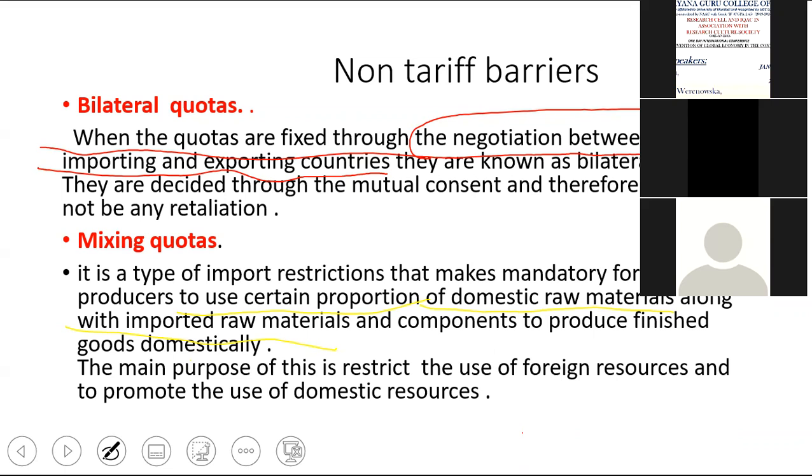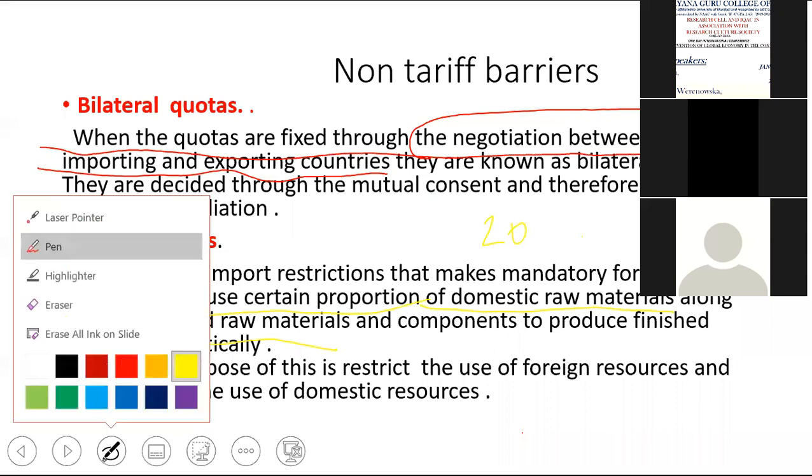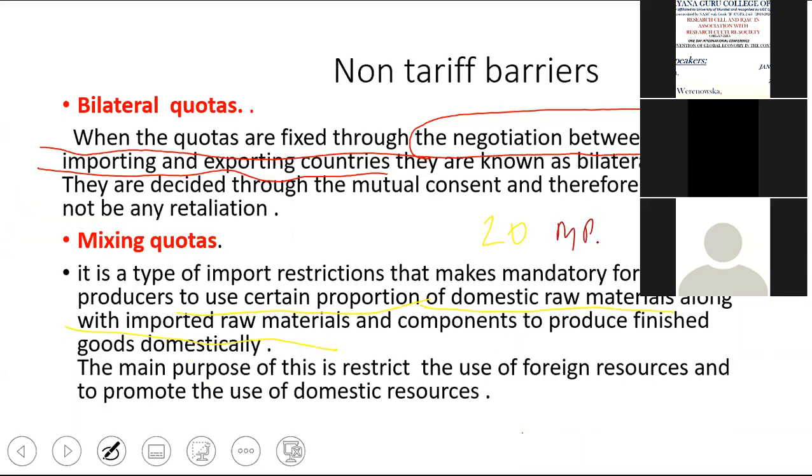Now I will give you a very good example. Suppose that India is importing, let us assume, 20 MRI machines. In that, what is the mixing quota? What is the condition? You cannot import the machine 100% directly. You can bring the parts of the machine, and the rest, Indian raw material has to be used in it. The easiest similar example is the Samsung phone. Next time when you buy a Samsung phone, look at what is written on the back: Made in India, Make in India movement.